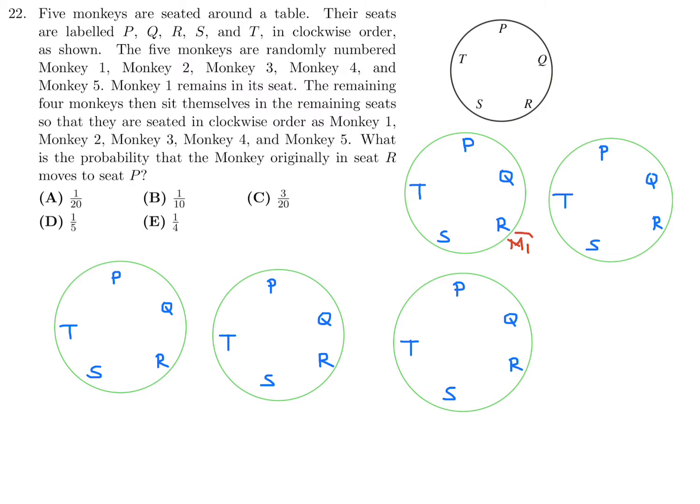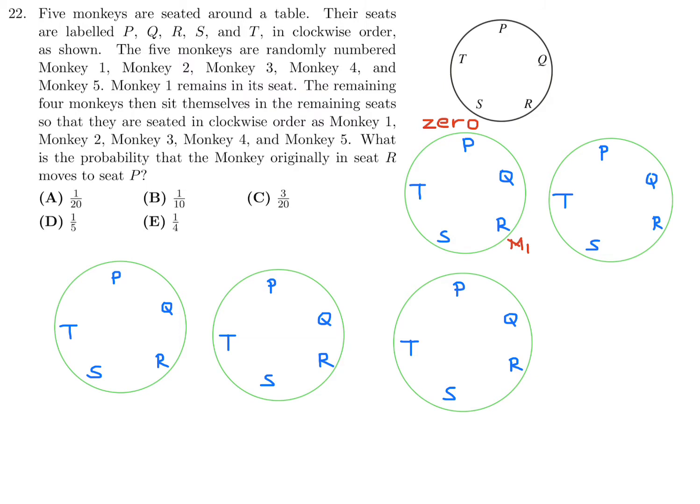He's going to stay there, so the guy in seat R doesn't move. So nobody's going to P. Maybe some other monkey is, but he's not. The question says that the monkey in seat R has to move to seat P. If M1 is in seat R, he will not move to seat P because he remains in his seat. So if this is a scenario where M1 is originally sitting in seat R, the probability is 0 because he's going to remain in seat R.